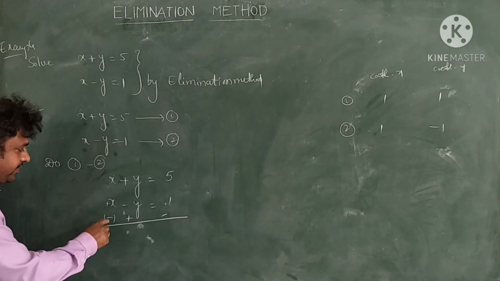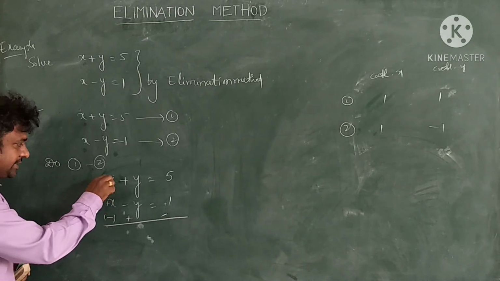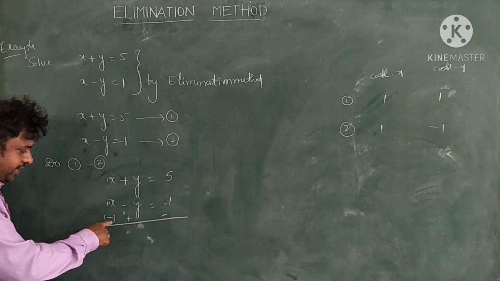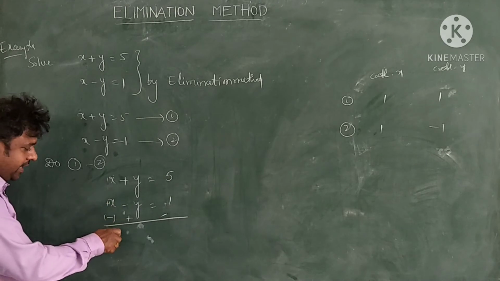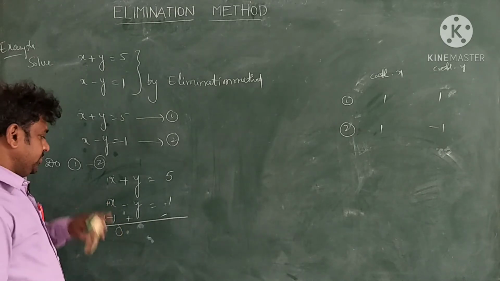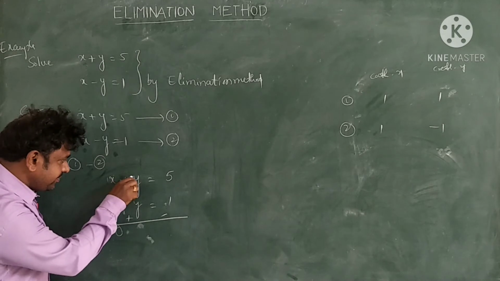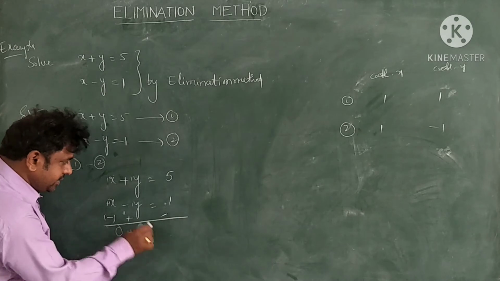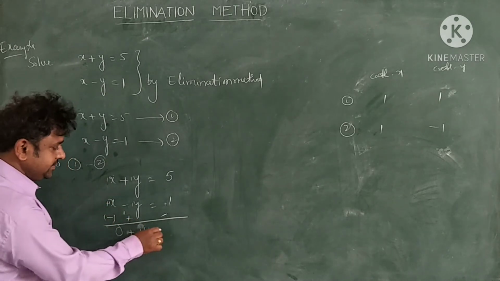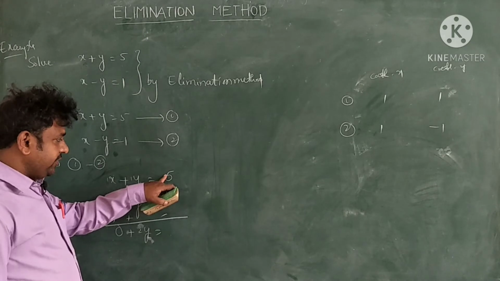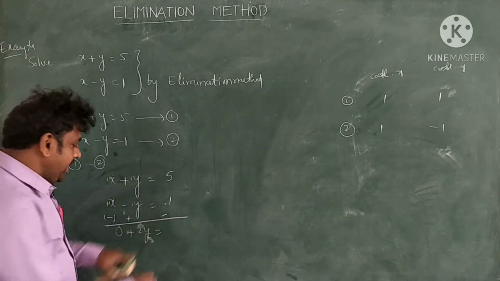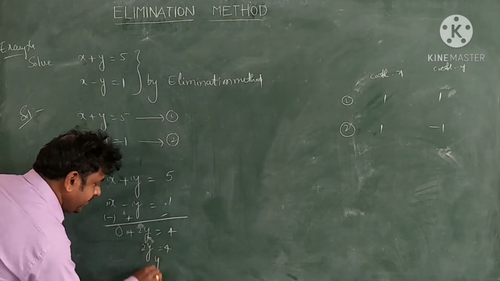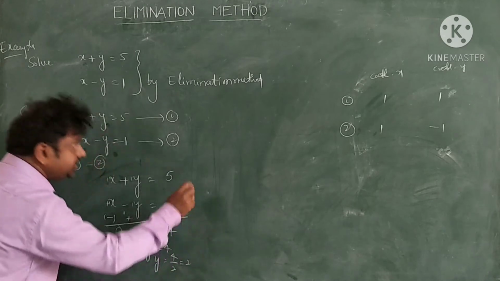Students, the coefficient of x is 1 here, plus 1, and here minus 1. 1 plus minus 1 is 0. Observe here, this is plus 1 and this is plus 1. 1 plus 1 is 2. This is plus 5 and this is minus 1. 5 minus 1 is 4. Yes, 2y is equal to 4, so y is equal to 4 by 2, which is 2.